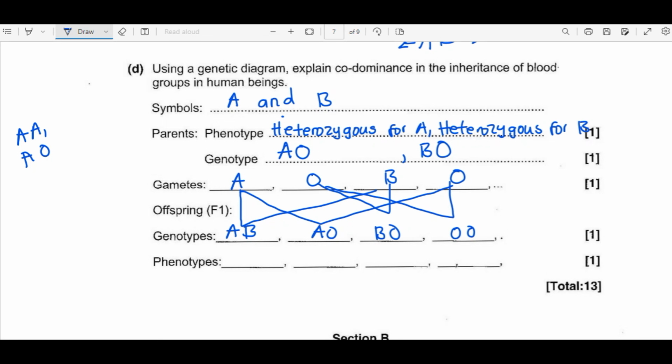So phenotype, the first one will be blood group AB. Here blood group A. Here blood group B. Here blood group O. For blood group O to exist, it needs to exist in a homozygous situation.